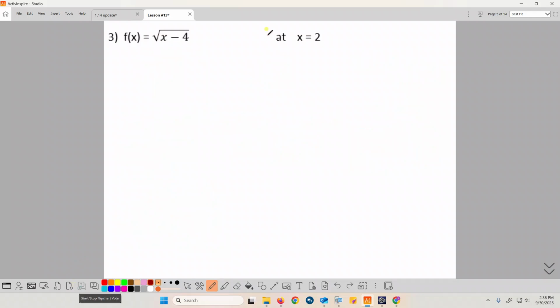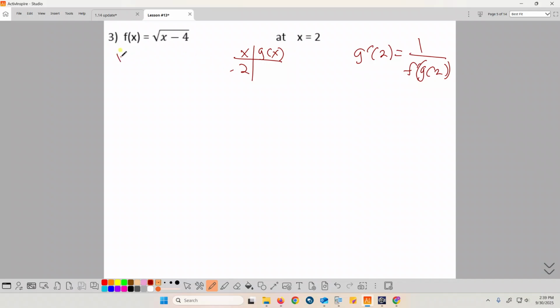Question number 3, f of x equals square root of x minus 4 at x equals 2, right? What's the derivative of the inverse? So what's this guy, right? So 1 over f prime of g of 2. All right, so, well, let's find g of 2, right? If I plug in 2 here, what's that output, okay?